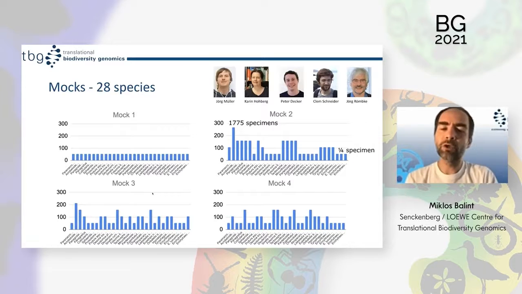So the mock communities we worked with are the result of tremendous work from my colleagues from the Senckenberg Soil Zoology Division from Görlitz. So they're also co-authors on this presentation. They took 28 species and created 4 different mock types with different biomass relationships, and replicated them 3 times. So that's a tremendous work. Some of these species have to have a huge number of specimens to give these biomass values. Some specimens we actually have to cut to create these mocks. So many thanks again for this work.